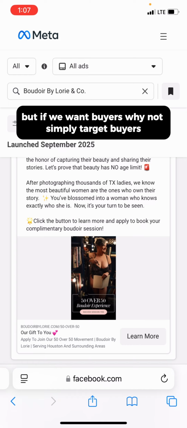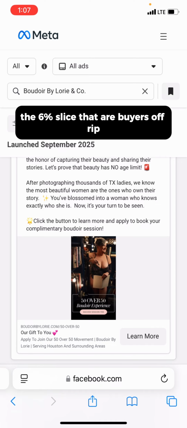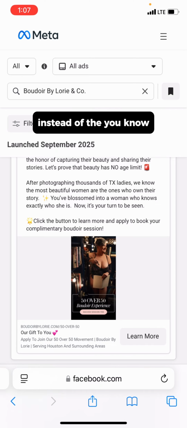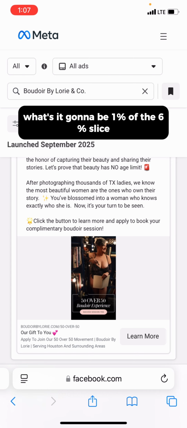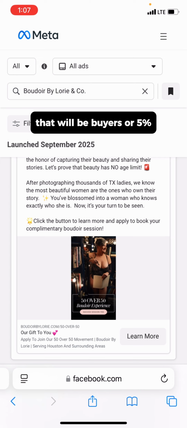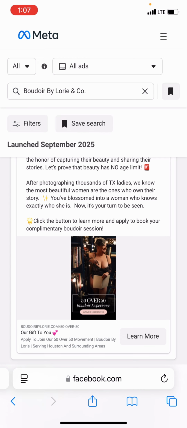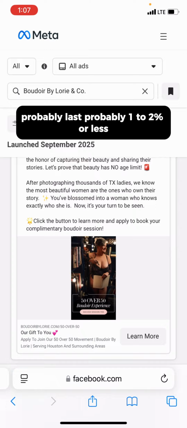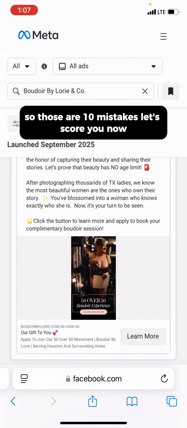But if we want buyers, why not simply target buyers, the 6% slice that are buyers, off rip, instead of the 1% of the 6% slice, 2% of the 6% slice of the form fillers that will be buyers, or 5%, who knows? Probably less, probably 1 to 2% or less. So we decide to target buyers off rip. So those are 10 mistakes.